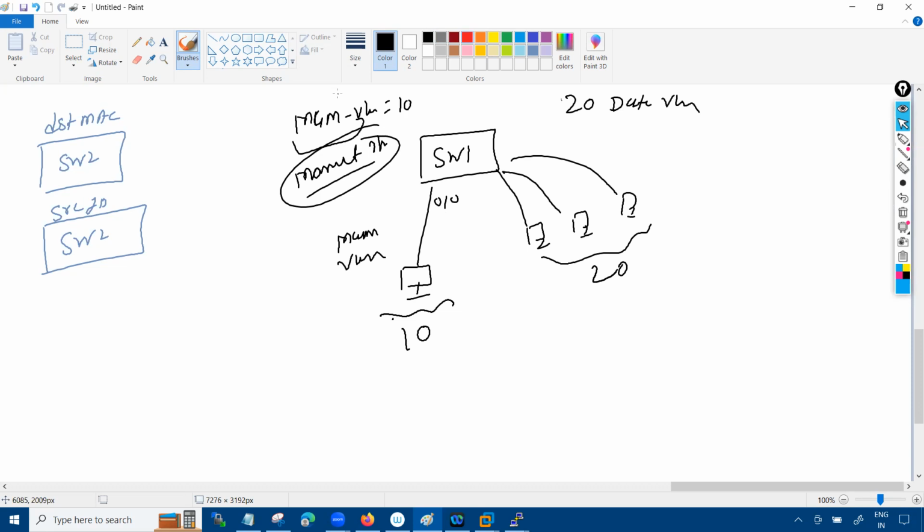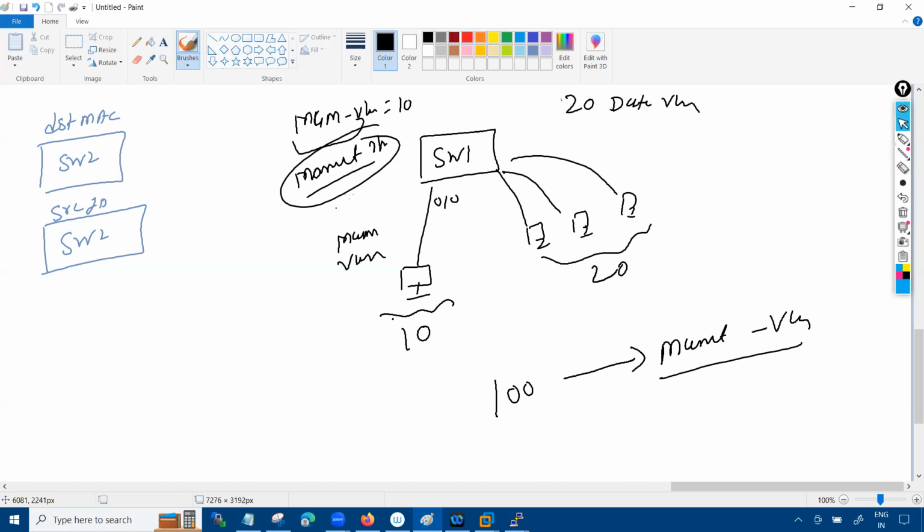Now the thing is that there is no specific management VLAN. First of all, I'll tell you, there is no specific one. Your VLAN could be the data VLAN, or your VLAN could be the voice VLAN. We are just defining the name. We say VLAN number 100, I'm just saying that this is the management VLAN. You can define any VLAN as a management VLAN.